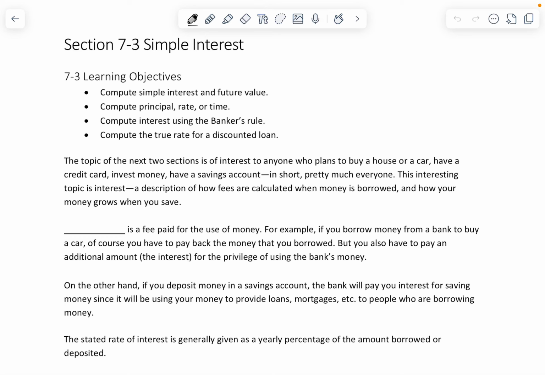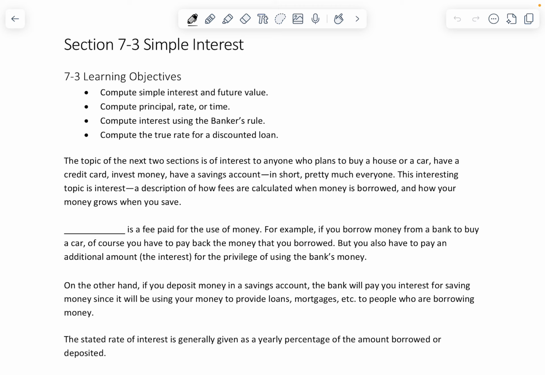In this video, we'll be talking about simple interest. Our learning outcomes are to compute simple interest and future value, compute principal, rate, or time, compute interest using the banker's rule, and then compute the true rate for a discounted loan.